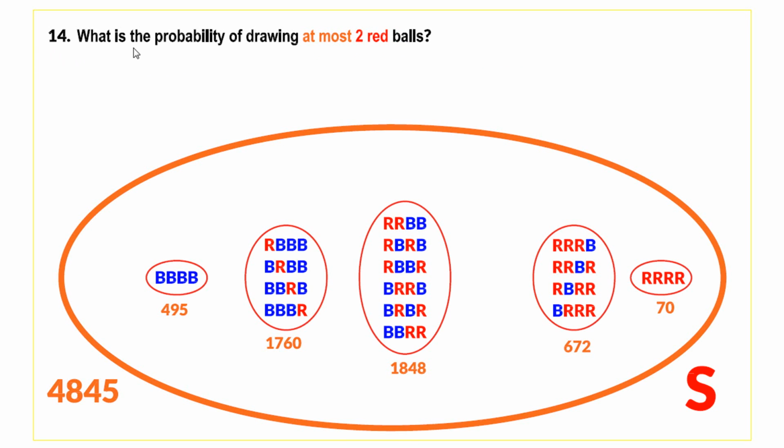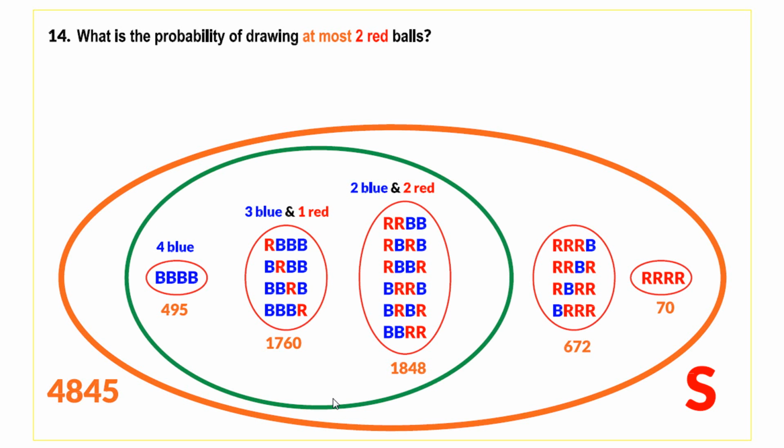Question 14. What is the probability of drawing at most 2 red balls? So the maximum number of red balls to be withdrawn must be 2 or less. So we may pick 2 red or 1 red or 0 red. Actually, this is exactly the same as previous question 13 but written in a different way. So these events are disjoint, and their union would create the event we are looking for, which is at most 2 red balls to be withdrawn.